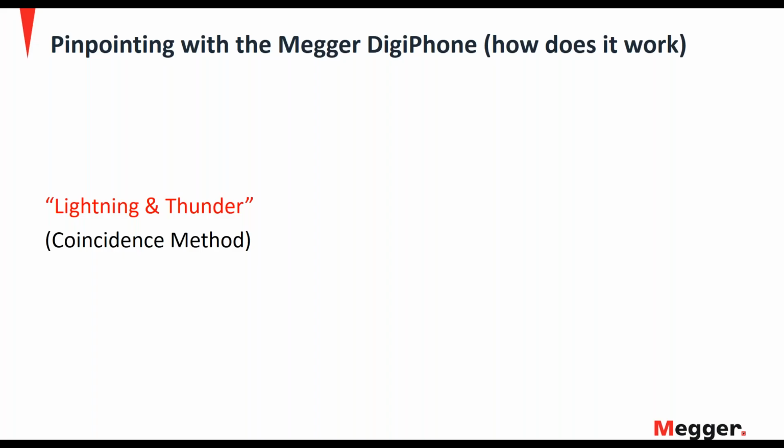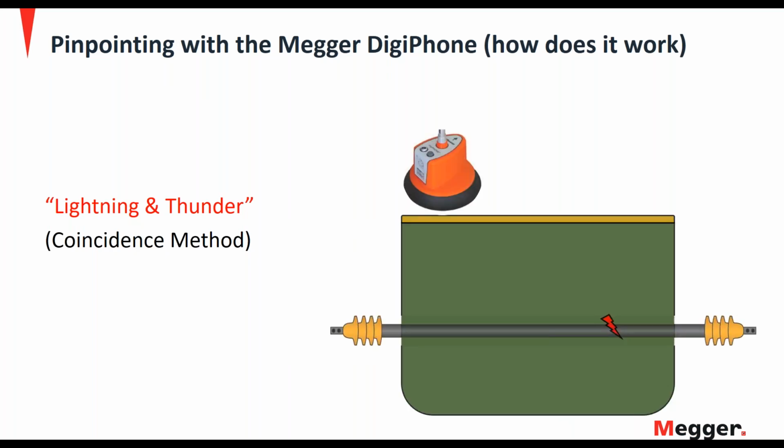The lightning and thunder or coincidence method, let's describe briefly how that works. So here we have a pictorial. We have a faulted cable down in the ground, and up above it, we have the digiphone sensor sitting on the ground. When we cycle the thumper, there's going to be an electromagnetic field represented by the dotted red line and a sound wave represented by the half moon. And the electromagnetic wave is going to travel very fast. So if we refer back to the lightning and thunder method, the electromagnetic wave is lightning.